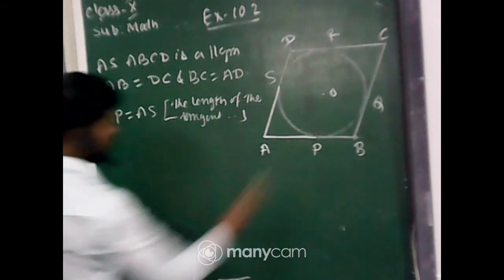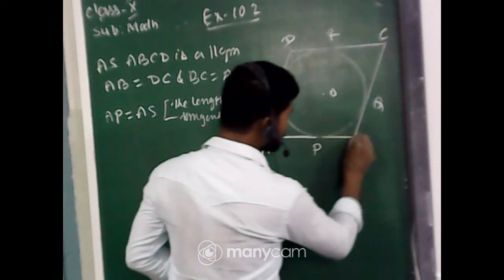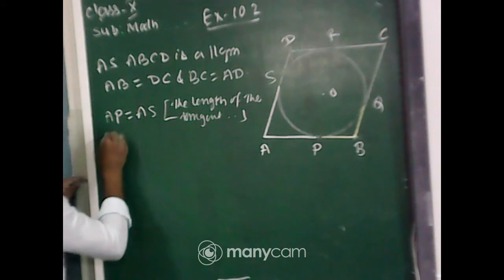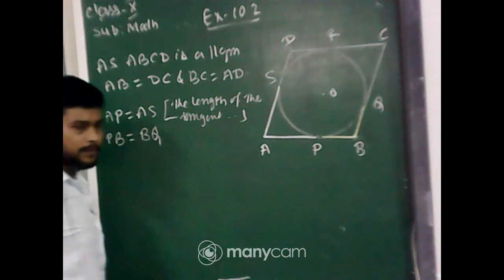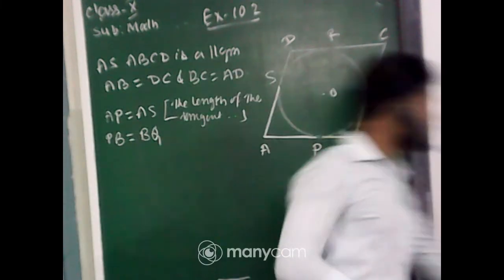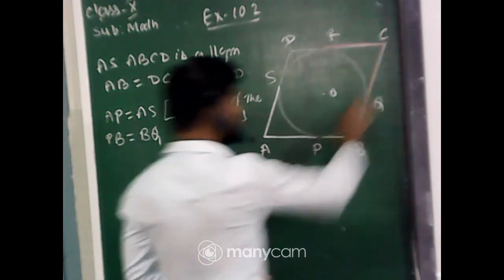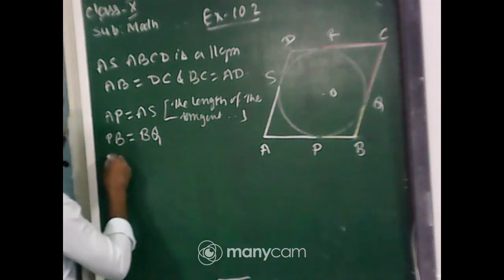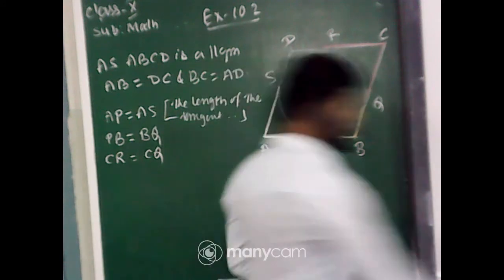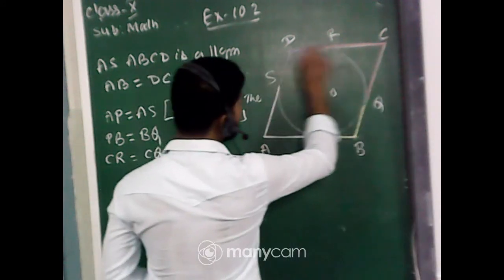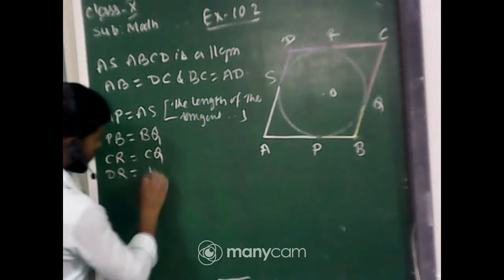Now from the point B there are two tangents. One is PB and one is BQ. So length of PB will be equal to length of BQ. The reason is the same. Now consider the point C. From the point C we have two tangents. One is CR and one is CQ. So length of CR and length of CQ will be equal. So CR is equal to CQ. And similarly from the point D we have two tangents. One is DR and one is DS. So length of DR will be equal to length of DS.